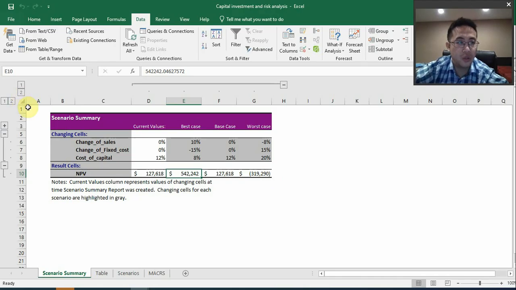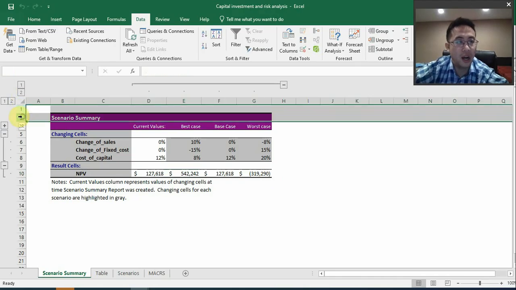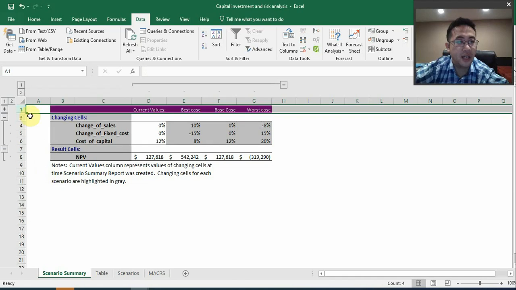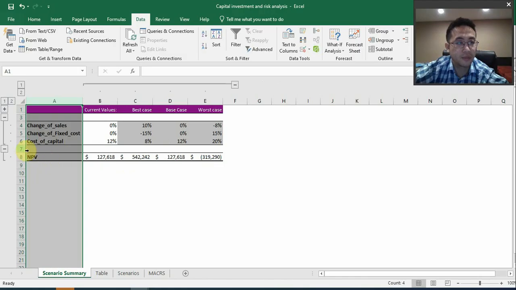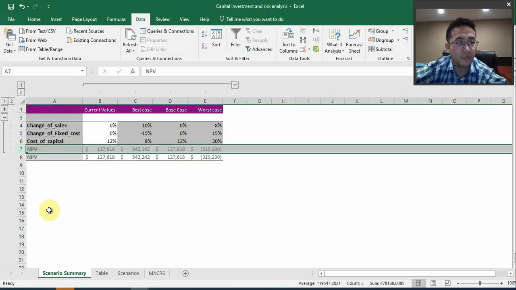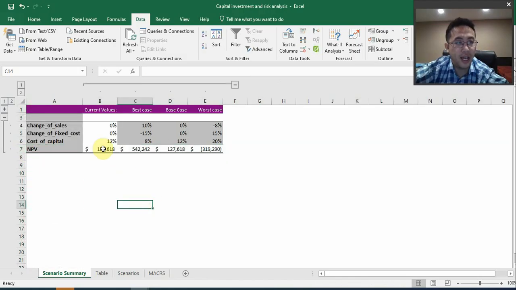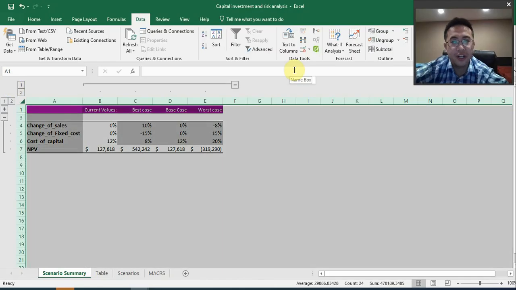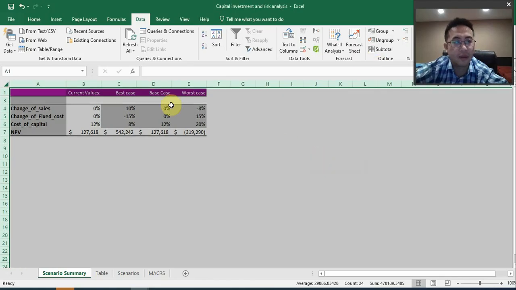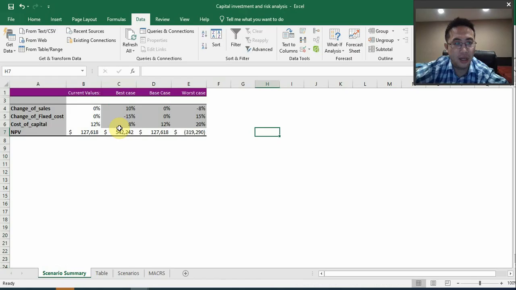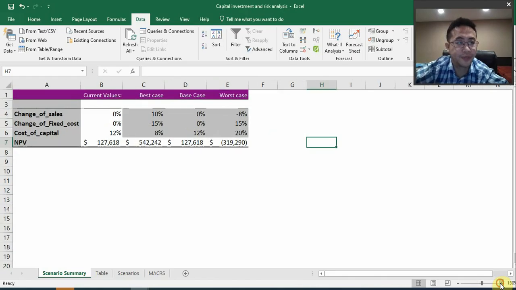I will do some trimming work here. I will delete the unnecessary cells. It also has a certain grouping function, so I just ungroup them. Ungroup everything. All right, so this is my scenario table.